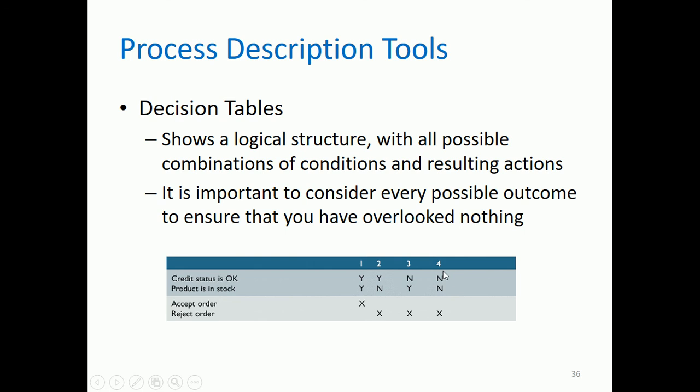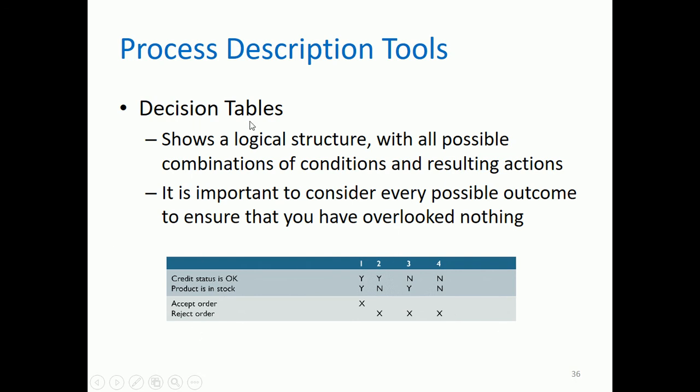And of course, the last condition, the credit status of the buyer is not okay and the product is out of stock, so it's the same no. So of course, are you going to accept or reject the order? Of course, it will be reject the order. So this is how you're going to create the decision table.